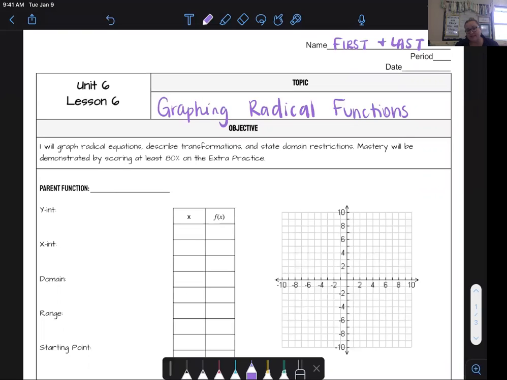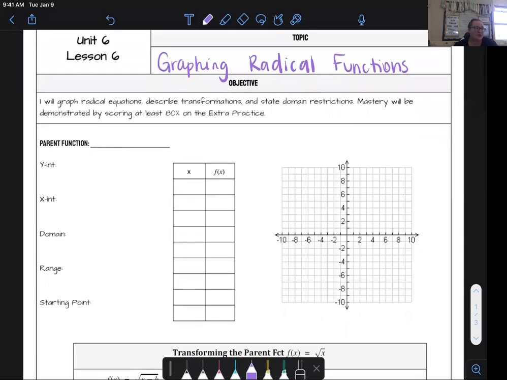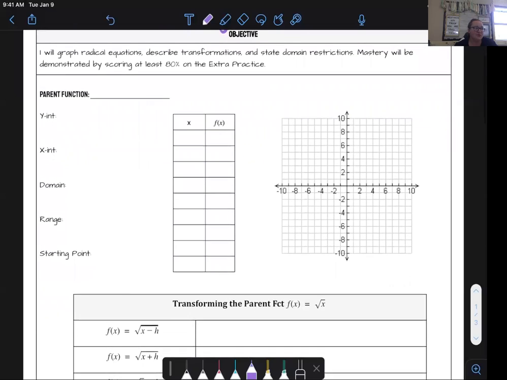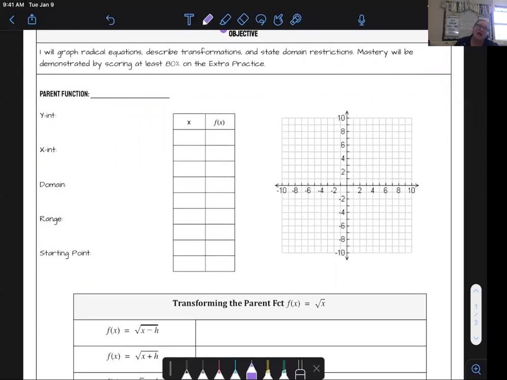Don't forget to put your first and last name, period, and the date in the upper right-hand corner of your paper. So today's objective is: I will graph radical equations, describe transformations, and state domain restrictions. Mastery will be demonstrated by scoring at least 80% on today's extra practice.